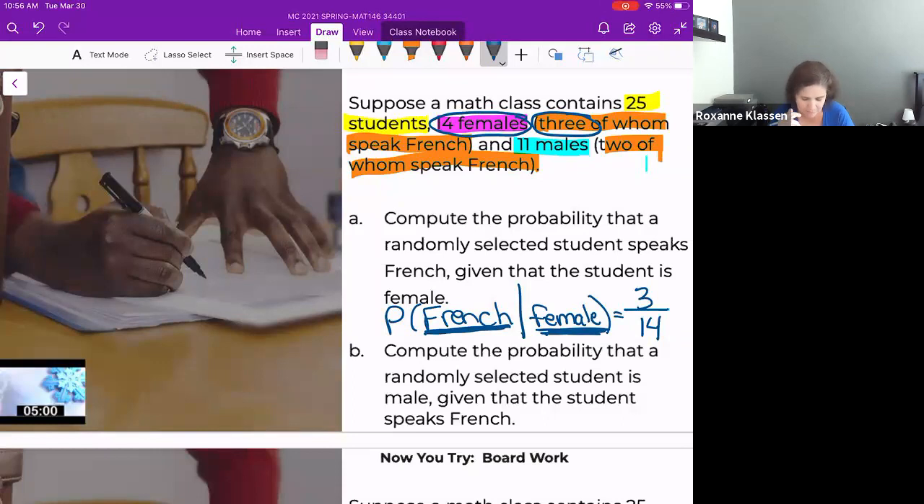Okay. Now you try part B, write the probability statement and either the simplified fraction, decimal, or percent, and get it ready in the chat. And this time, hopefully it won't take so long for us to get all our answers.